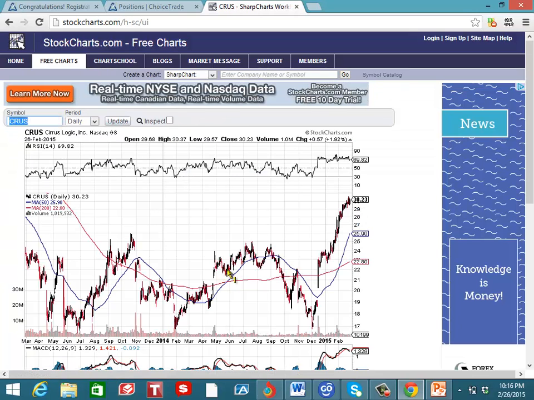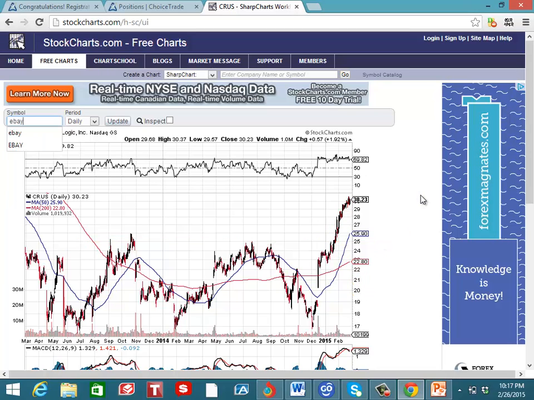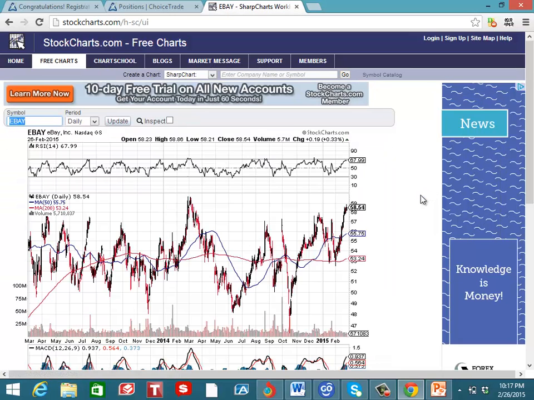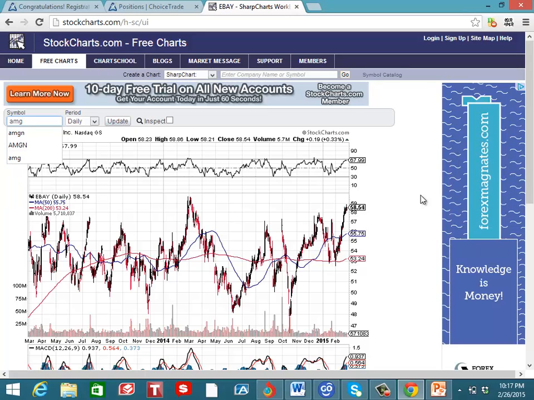You could see what was going on with Sirius, CRUS, and we were right here, and we played a nice straddle. We said it's either going to break out to the upside or it's going to fall to the downside. So we have a similar opportunity right now with eBay. Now the next, so that's a good one.